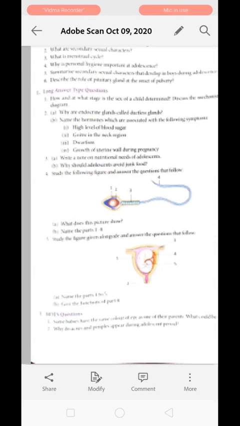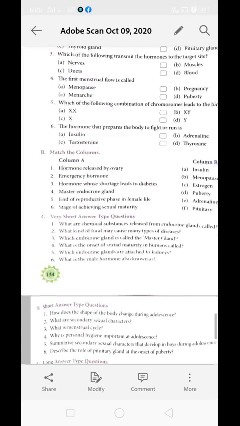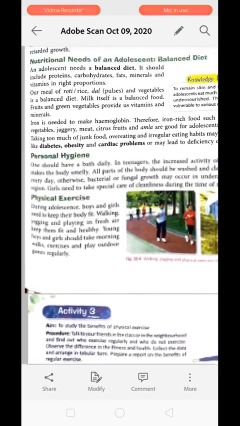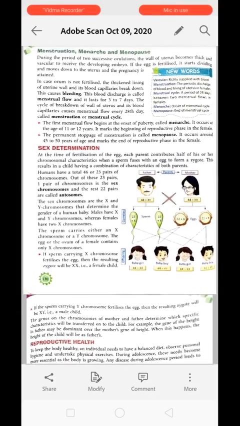Long answer type of question. How and at what stage the sex of child is determined? Discuss the mechanism with suitable diagram. How? Means sex of child is determined by presence of sex chromosome. Okay, is that clear? Sex of child is determined by presence of sex chromosome in the zygote.